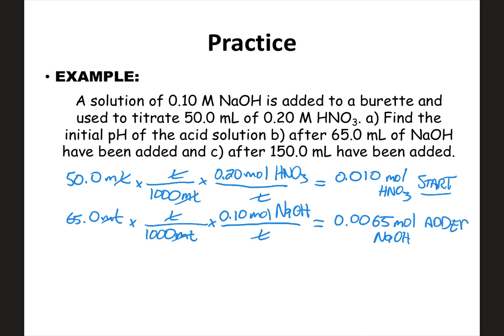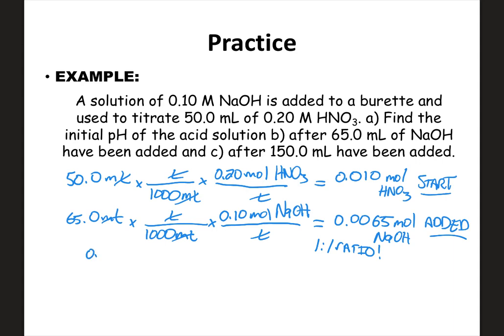So I can see here, okay, that I started with more acid than base that I added. So the acid is still going to win out here. I haven't been able to neutralize all of the acid. This is a 1-to-1 ratio again. Okay, so if I added that much base, I destroyed that much of the acid.